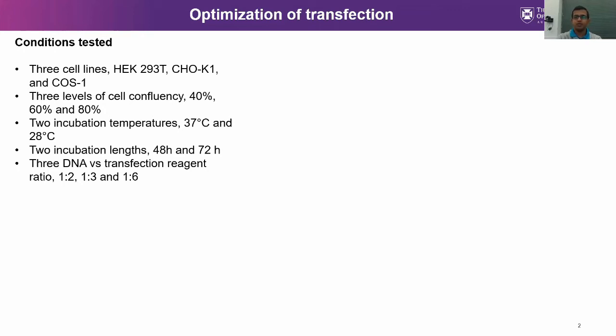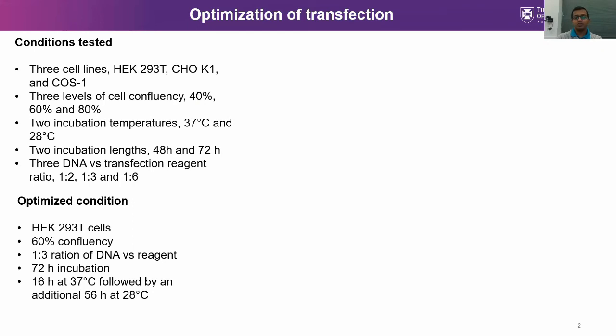In this process, we tried three different cell lines, HEK293T, CHO-K1, and COS-1, with three levels of cell confluency, 40%, 60%, and 80%. We also tested two incubation temperatures, 37 degrees Celsius and 28 degrees Celsius, and two incubation lengths, 48 hours and 72 hours. Lastly, we tried three DNA versus transfection reagent ratios, 1:2, 1:3, and 1:6.